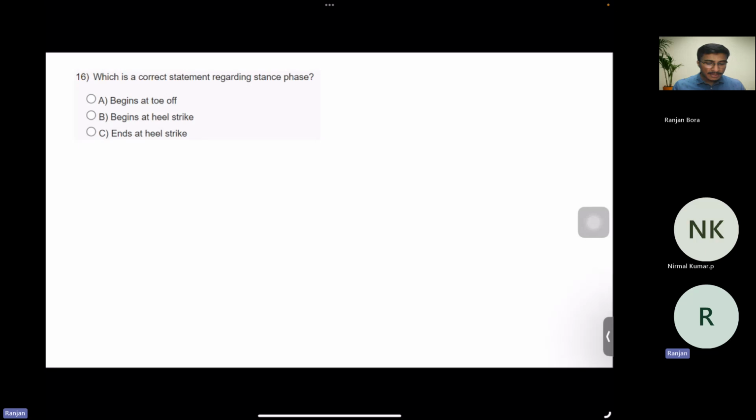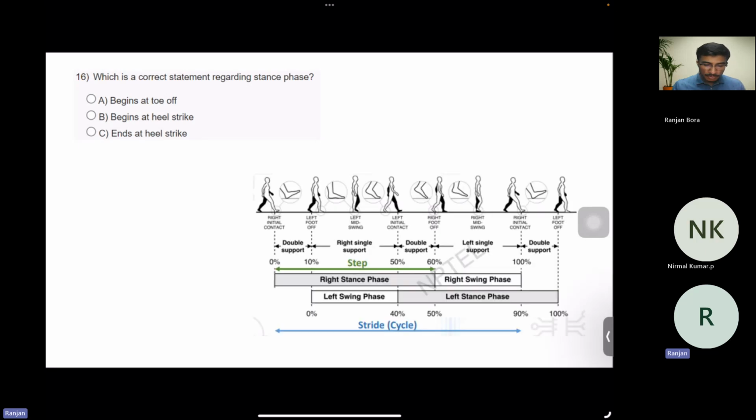And next is: which is a correct statement regarding stance phase? The stance phase begins at heel strike. You can see this is the stance phase for the right foot, and it starts when the right heel comes in contact. So it begins at the heel strike.